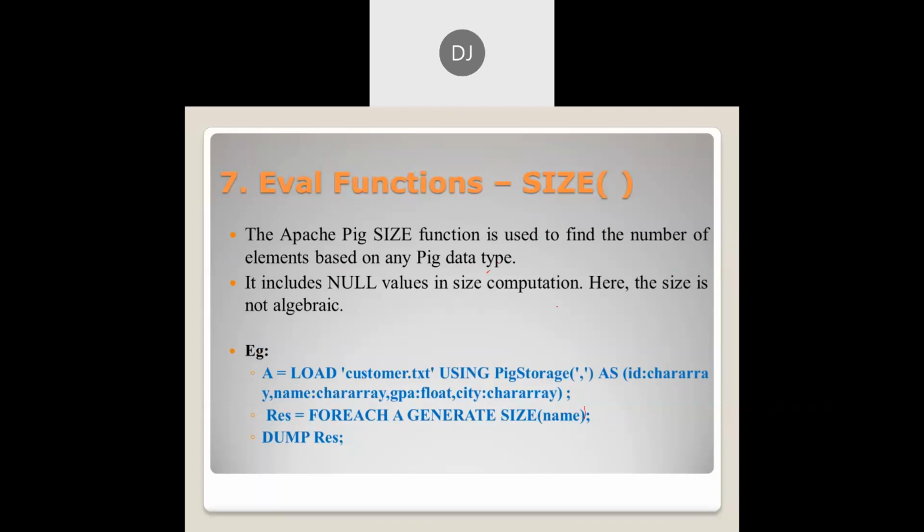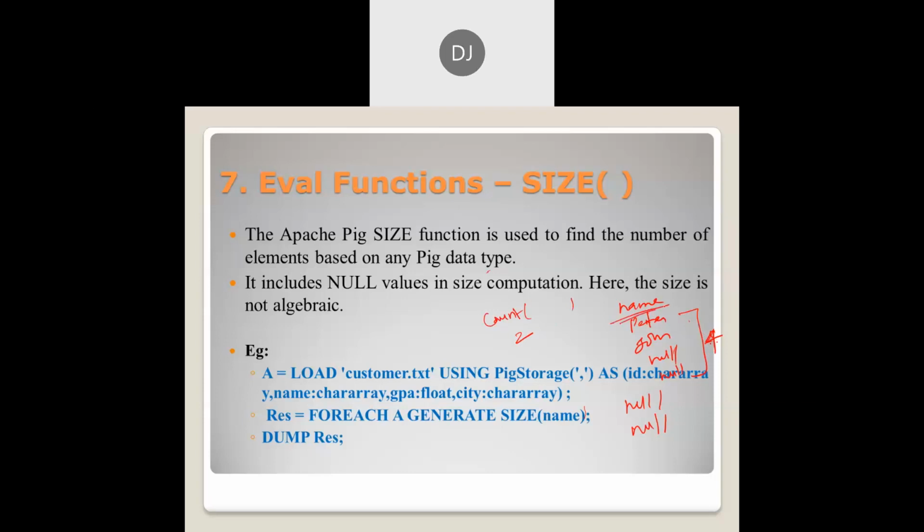It includes null values in size computation. Here the size is not algebraic, it means even if you have a null value in your data set, it will count. Say for example, the field name has Peter, John, and null, where null means no value is there for some fields. It will give the size as 4. Not like count, which will give only the count of the entries. Entries present will be 2, but for size it will give 4.